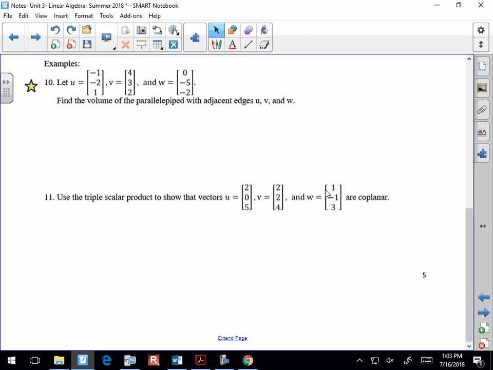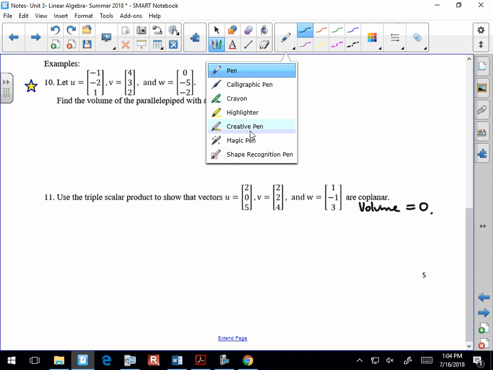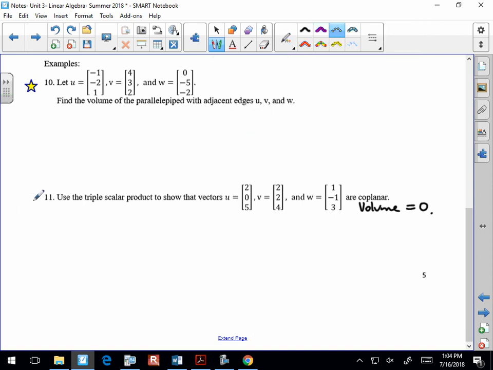In number 11, it says use the triple scalar product to show that the vectors are coplanar. Coplanar means that they live on the same plane. If they live on the same plane, you're talking about three vectors that when you find the determinant, it gives no volume. So volume equals 0 because there's no height. So if there's no volume, then you're looking for a determinant to be equal to 0. So it's the same scale, just a slightly different context.